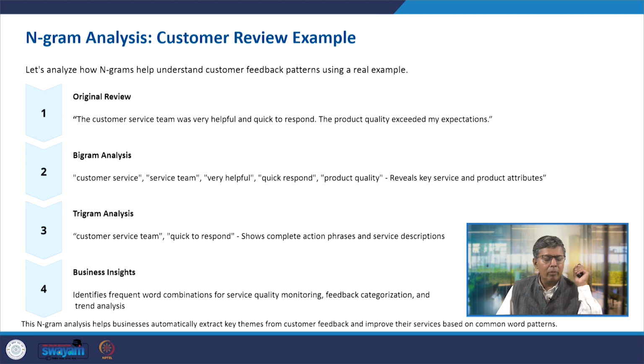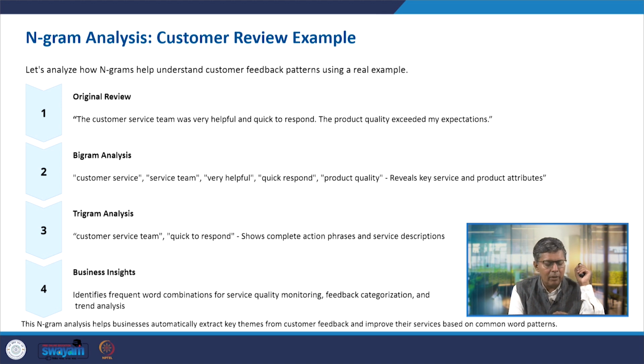Now suppose we do a bigram analysis. What are we doing? Suppose you do a unigram, what will you do? Initially you will break it up into individual words: customer, service, team, helpful, quick, respond. All the main words that you see will be kept, and some of the other words, for example the, is, and, are called stop words, and they will be removed. Okay. After that, as I said, the unigram does not help you much. So we go for a bigram.